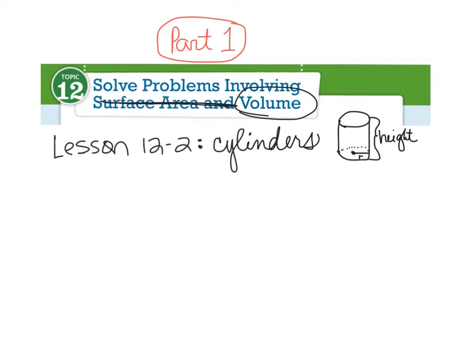Topic 12, Part 1. In this video, we're going to look at solving problems that involve volume. Specifically, we'll be taking a look at Lesson 12-2 and finding the volume of a cylinder. In Part 2 of the video on Topic 12, you'll learn more about cones and spheres.